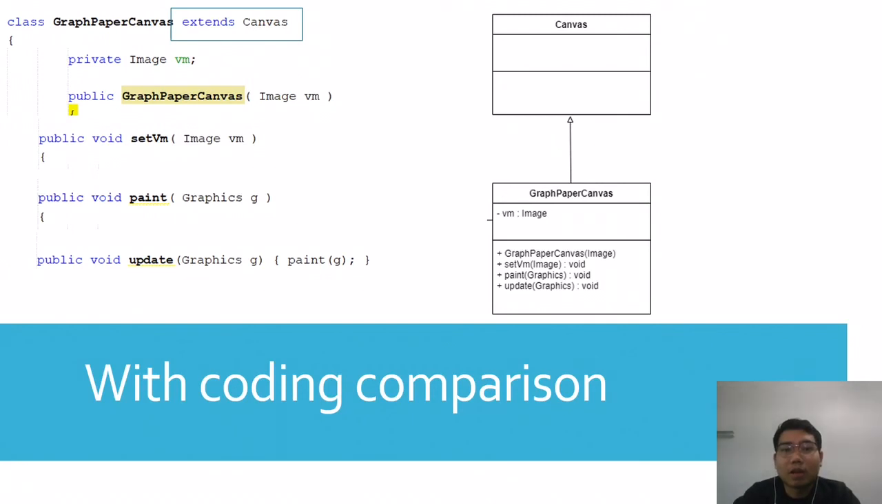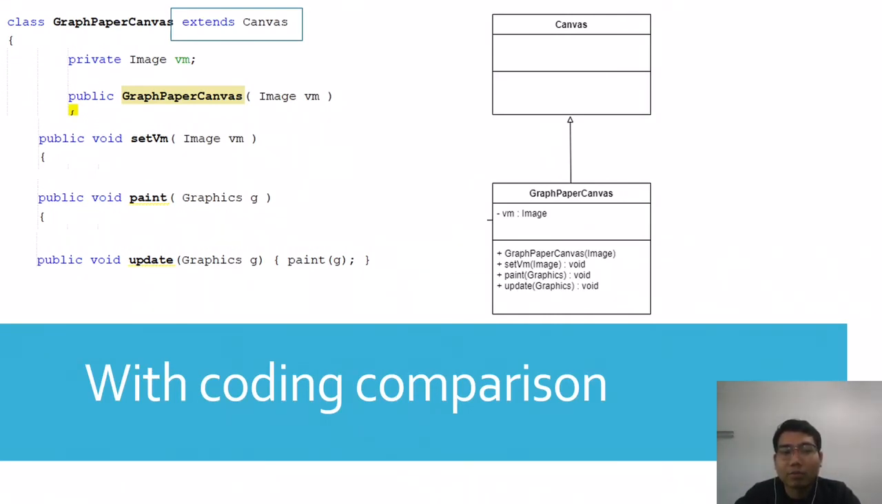So we have only one private attribute in this GraphPaperCanvas, which is the VM. The type is image. Then we have public. We have four publics: the GraphPaperCanvas constructor, the default constructor, setVM, paint, and update. All these attributes have been written in the class UML.